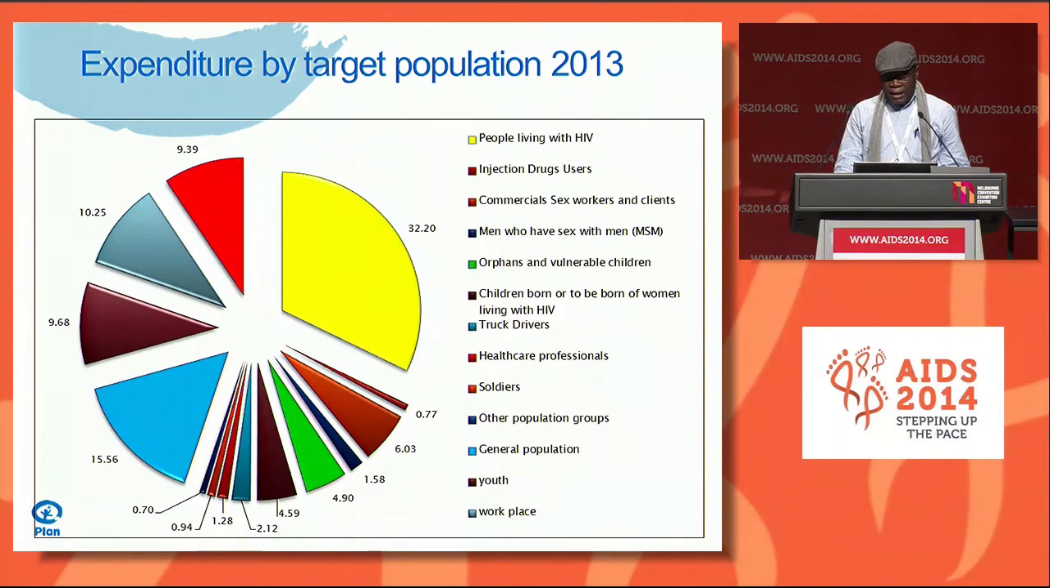According to the target population in 2013, people living with HIV/AIDS receive the most important part of the expenditure, and there is a situation better than what we observed in 2012, because based on what we noticed in 2012, we decided to put more focus on the targeted populations, and there is an increase in what is used for those populations, but it is still low.